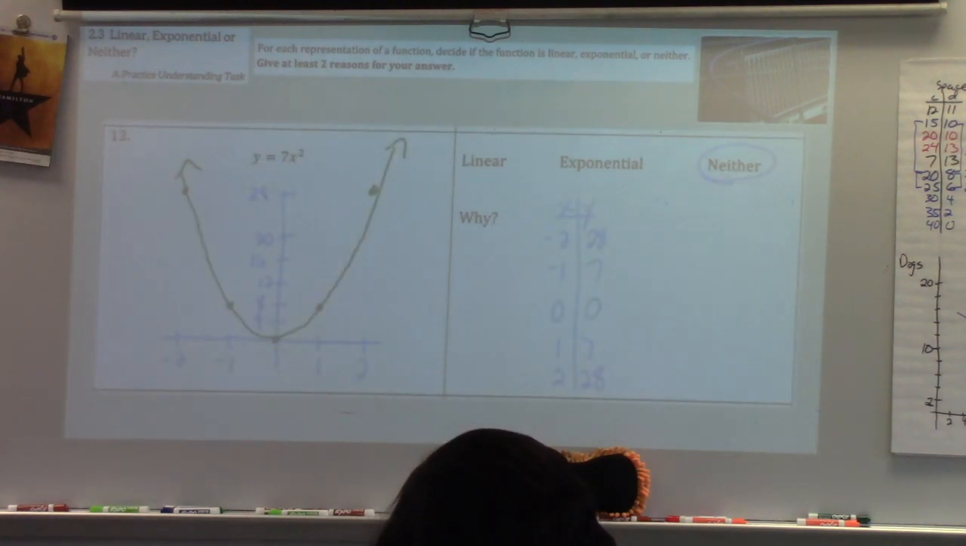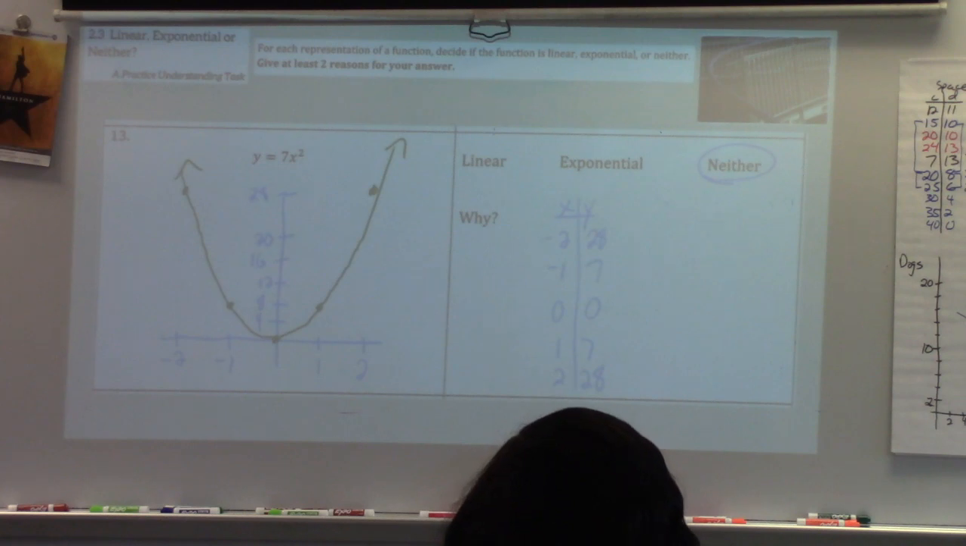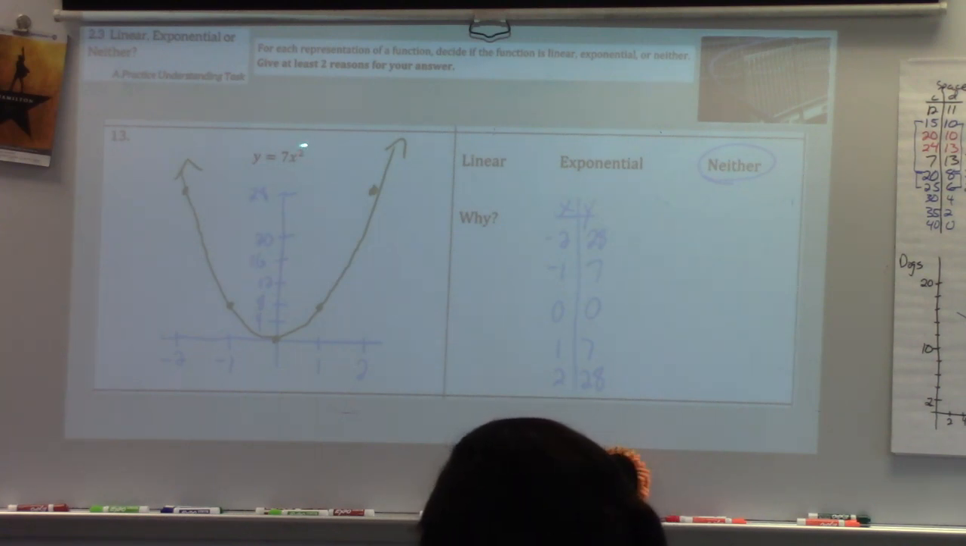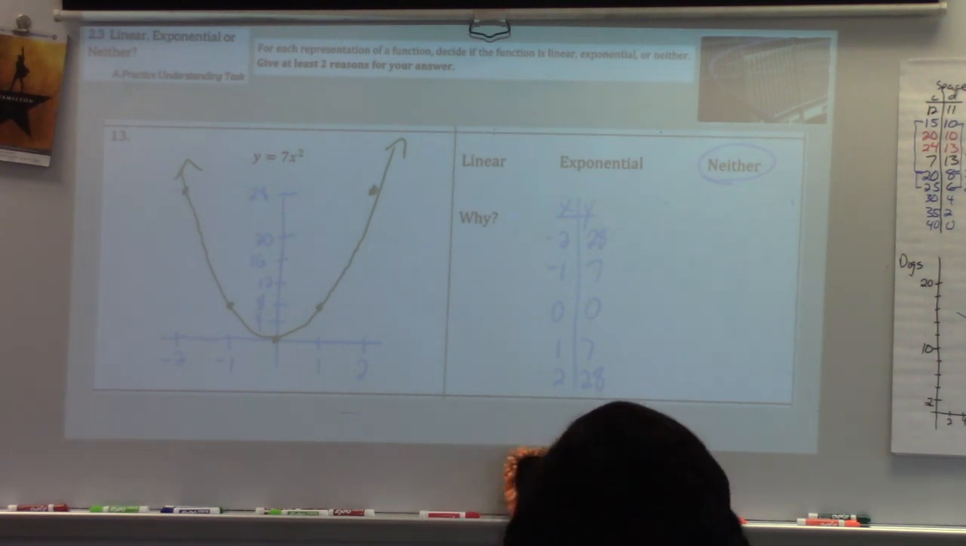Alright, so number 13, 7x squared. I thought I made all of these so they would show up later, but apparently I forgot to do that. Notice it does have an exponent on it, doesn't it? So is it exponential though?